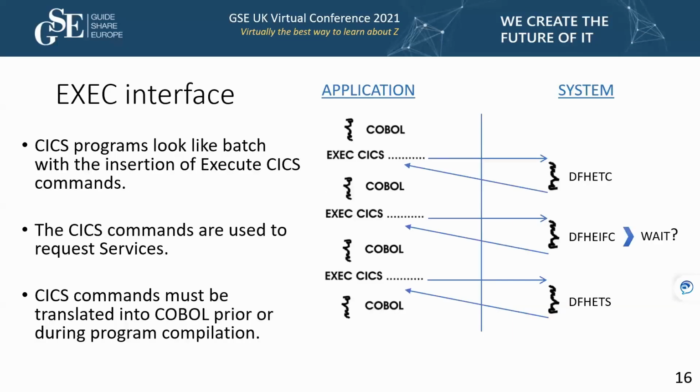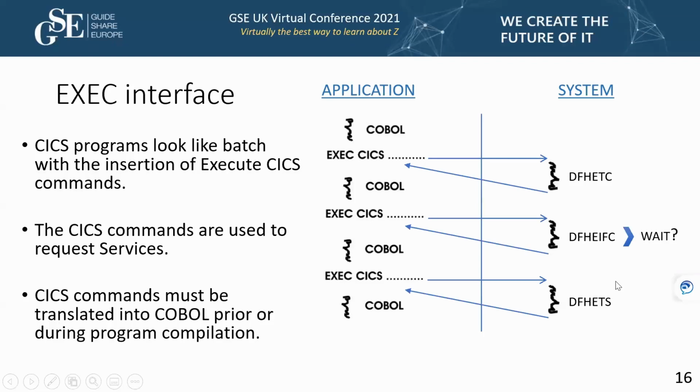So I want to remind you of a CICS program as well. A CICS program is nothing other than a COBOL program, batch COBOL for that matter, where you have a sprinkling of EXEC CICS commands, which take you out of the application realm and into the system realm. So you could see an example here. I'm doing terminal control, DFHETC. Maybe I'm doing a little bit of file control, DFHEIFC. Maybe there's a wait associated with that. And then here's a temp storage request.